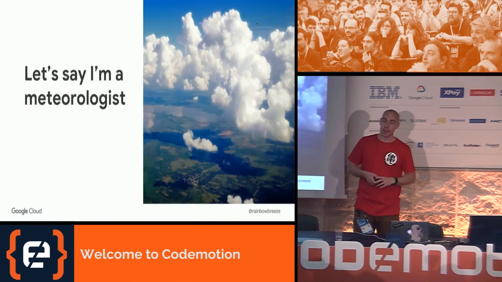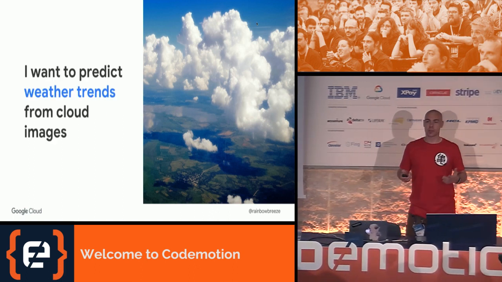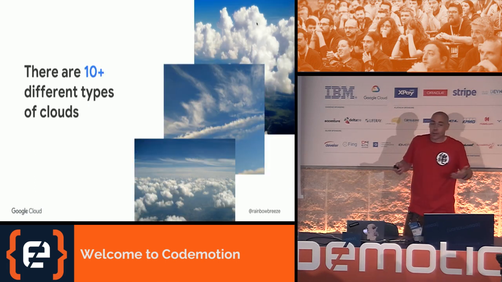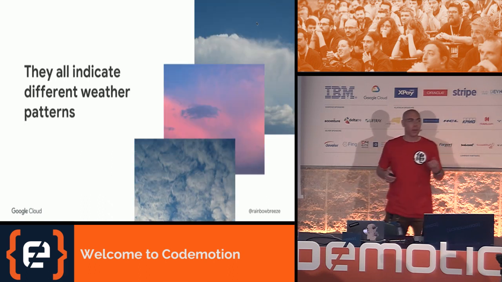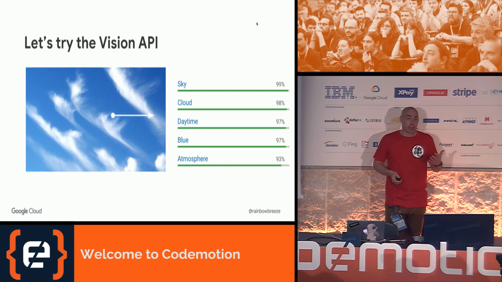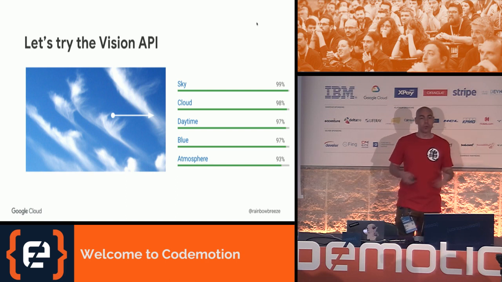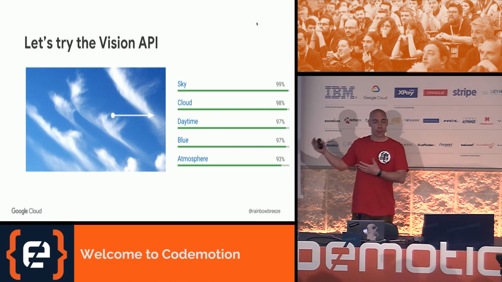Let's say, for example, I'm a meteorologist, and I want to predict weather trends from cloud images. Why? Because we all know that weather is also influenced by clouds. There are different types of clouds, and I want to recognize them in the images I have, because I know that this pattern is identified by this cloud, and so on. If I pass these images to the Cloud Vision API, it tells me, hey, there is a sky in the image. Okay, thank you. There are clouds. Okay, thank you. It's daytime, it's blue, there is atmosphere. Okay, great information, but nothing about what kind of clouds there are.